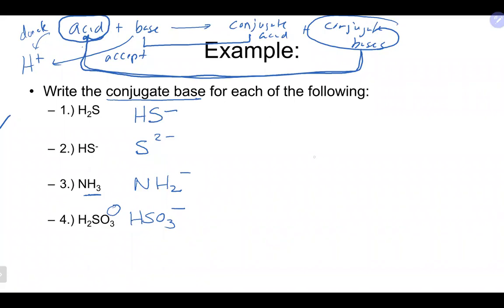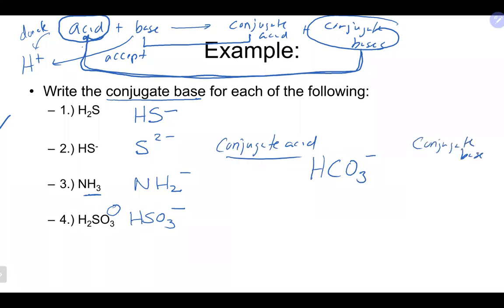I would try something like, how about we started with HCO3 minus? Why don't you write the conjugate acid? And why don't you also write the conjugate base for this guy? So starting in both cases with this guy, write the conjugate acid, and then on the other side, write the conjugate base.